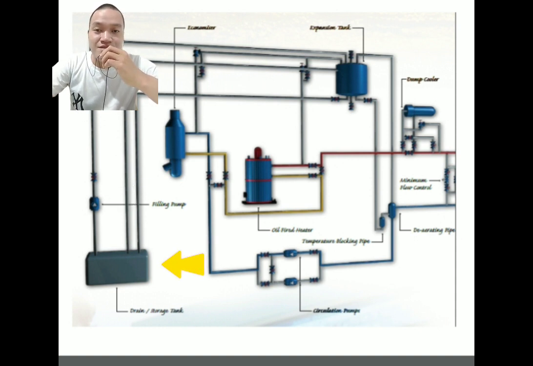Next is the drain tank. So the drain tank is used in storing and draining byproducts created in the separation phase like cracking liquid and other residual liquids. It's important because it serves as a storage of excess liquid.